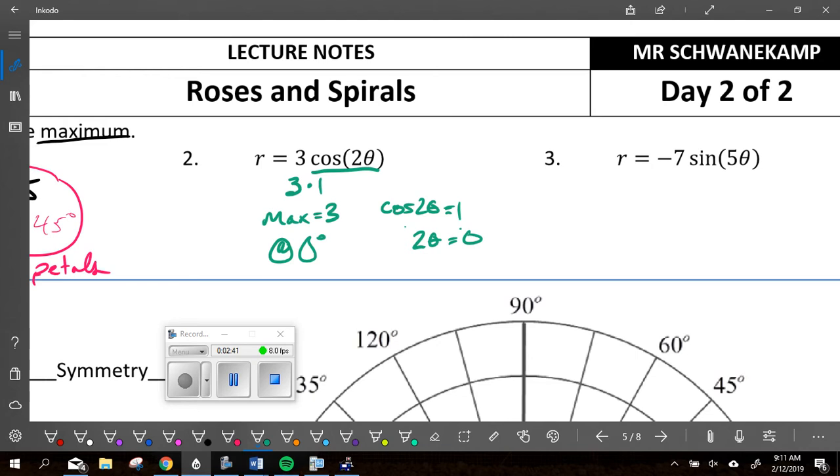That's not all of them. That is 1 petal. Show me with your fingers, how many petals will this thing have altogether? It's an even number, so whatever this number is here, we double it. There are 4 petals.